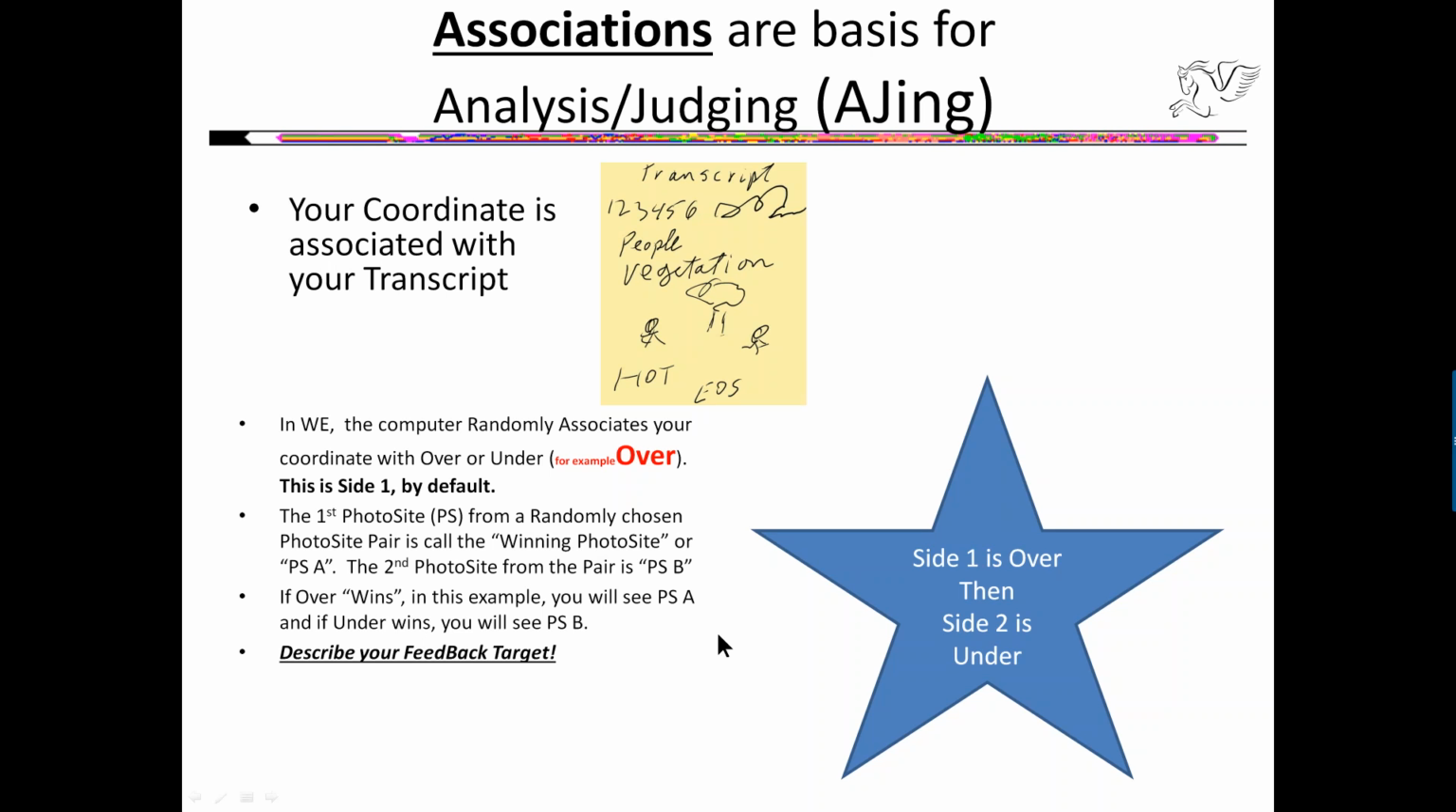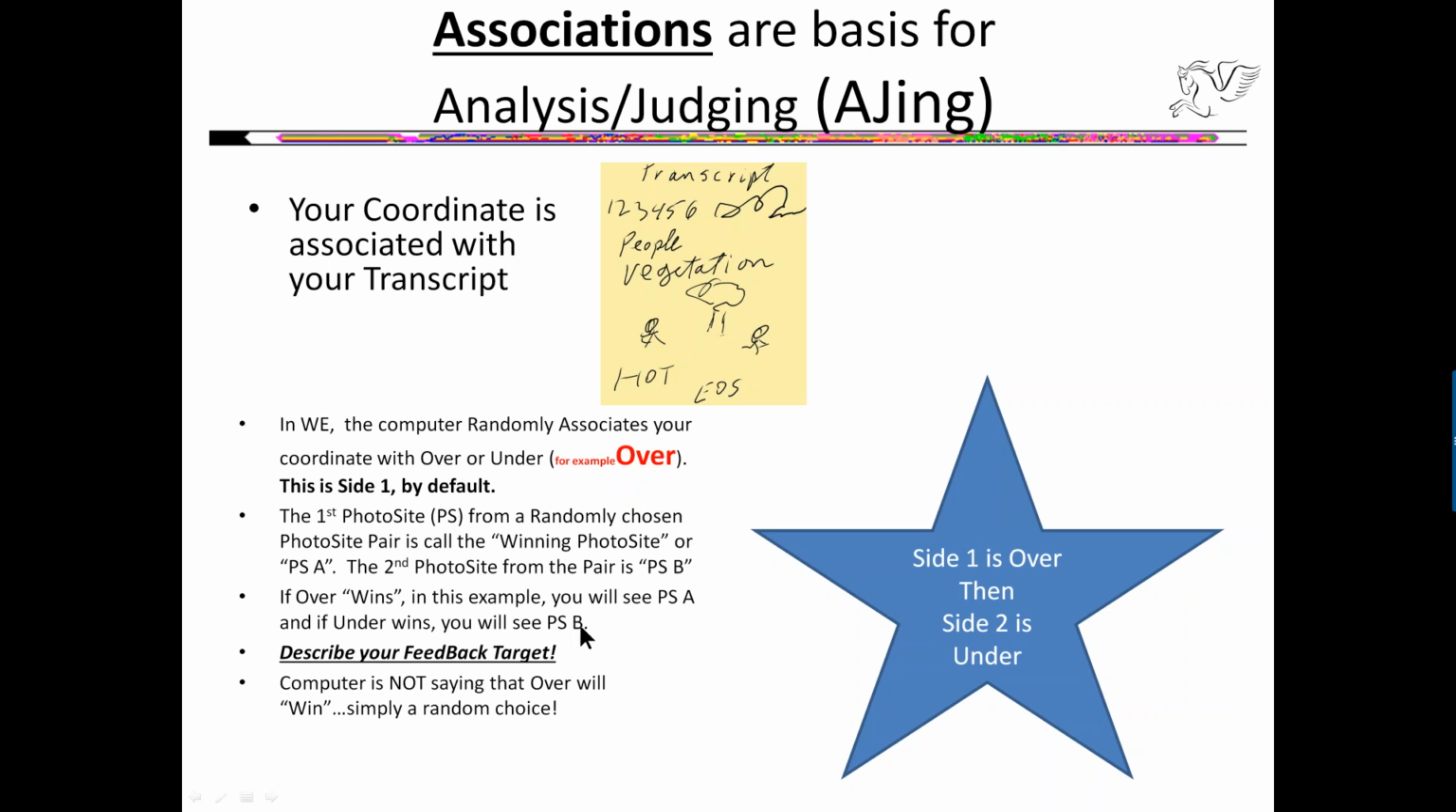I know I've said it a lot, but what's so funny is it's hard to get it to sink in deeply. And I'm hoping this will in fact do that. So you will see A or B based on what happens, and it's only then in linear time that it's determined. But your precognition can know that in advance. So you just describe your feedback target as a remote viewer. The computer is not saying over will win, even though we call it the winning photo site. It is the winning photo site, but it is not the winning target. The target from your perspective is either A or B.